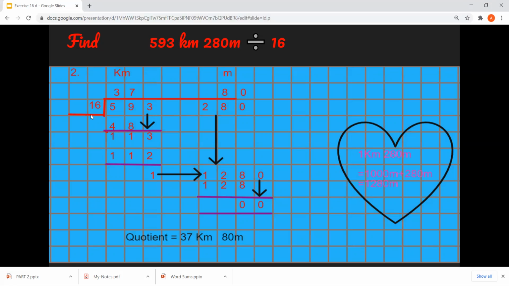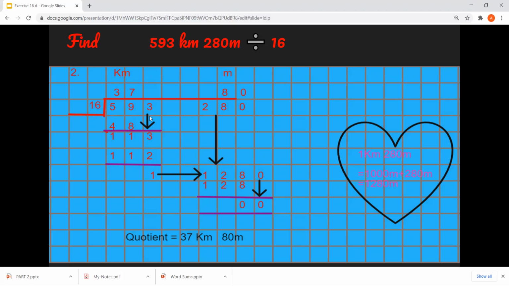The divisor is 16. We will see the first number, that is 5. 5 is smaller than 16. So we will consider 2 digits here. The 2 digits are 59. So now we will say the table of 16. We will write the number which is equal to 59 or less than 59, but we will not write a number which is greater than 59. So 16 threes are 48. 59 minus 48 is equal to 11.